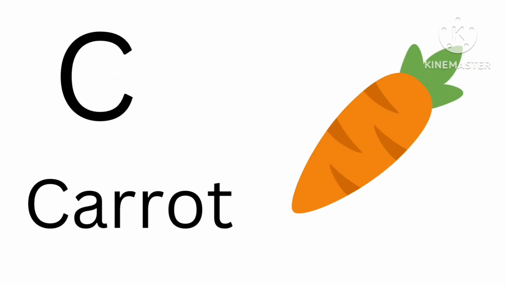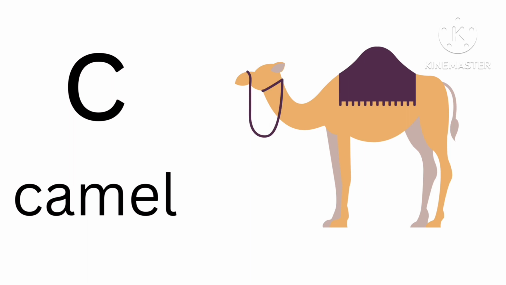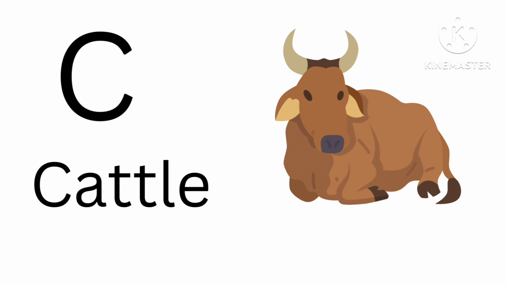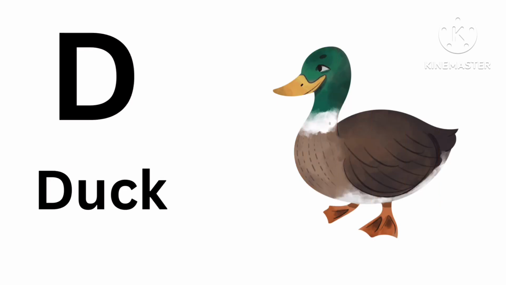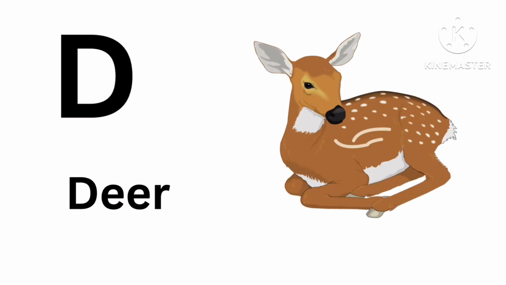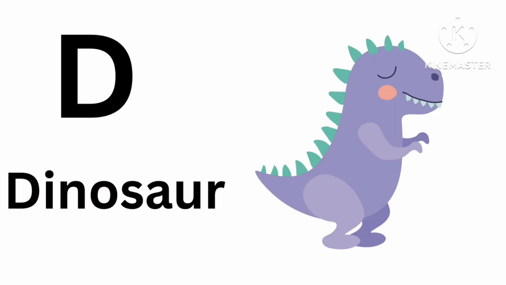C for carrot. C for camel. C for kettle. D for duck. D for deer. D for dinosaur.